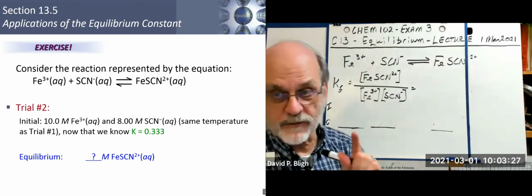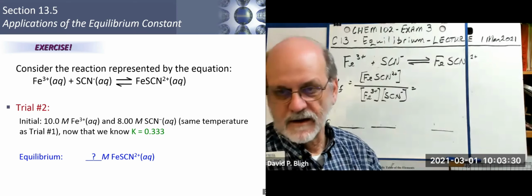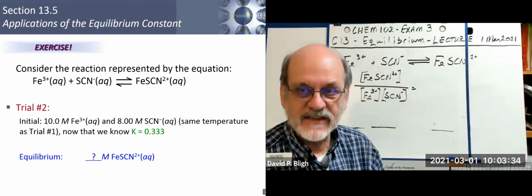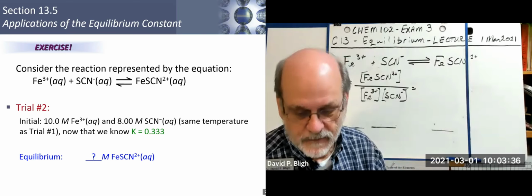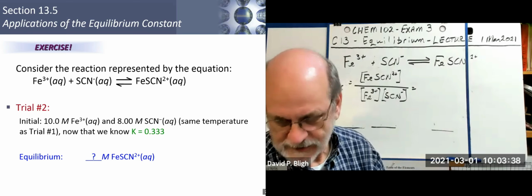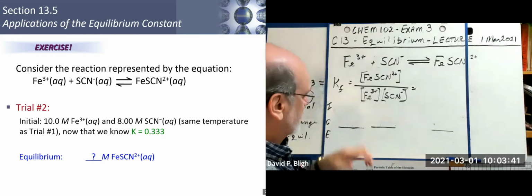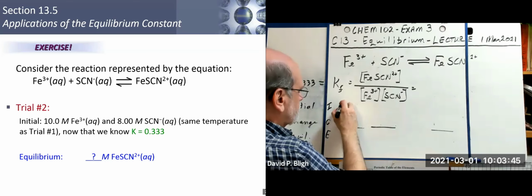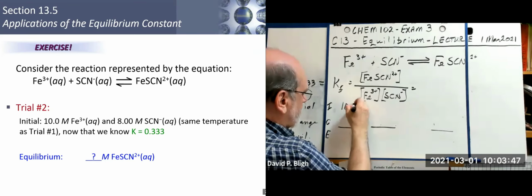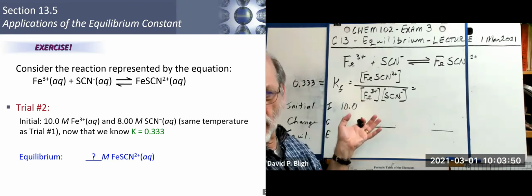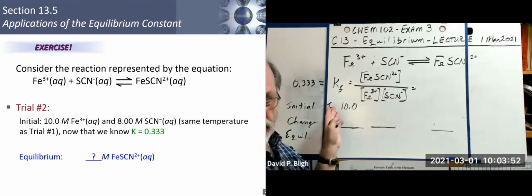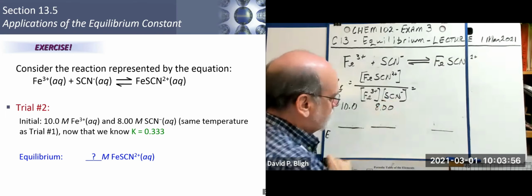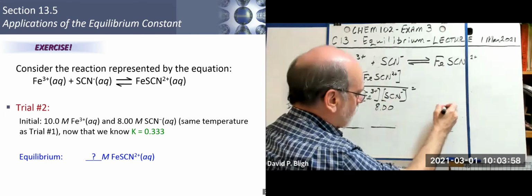And you should become proficient using ice tables because you're going to see them again, not just in this chapter. When we get to acids and bases, we're going to use them extensively. Okay, so our starting position is 10 molar iron. I'm going to leave out the molar part, just to understand that that's molar. And then we have 8 molar here, and we have 0 here.